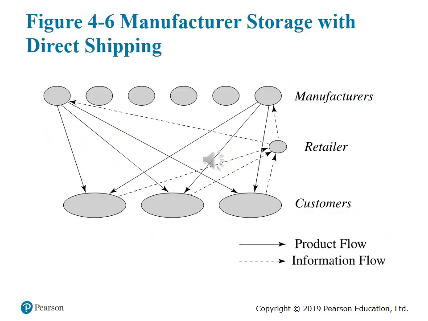Okay, so this slide is about the first design option of designing distribution networks. We call it manufacturer storage with direct shipping. If you look at that, you will see that the storage of the product is on the manufacturer side. So manufacturers have their products and ship them directly to customers.